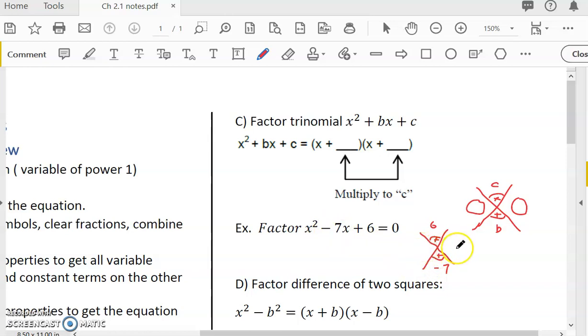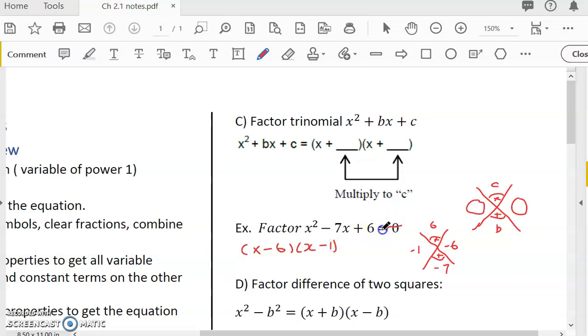Well, I know 1 times 6 is equal to 6, and 2 times 3 is equal to 6, but only 1 and 6 add up to 7. So if I use negatives, when I add them they are negative 7, and when I multiply, they're 6. Then the factors would be x minus 6 and x minus 1.